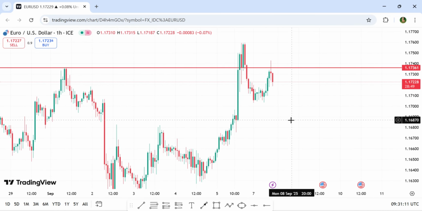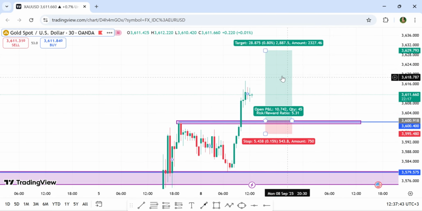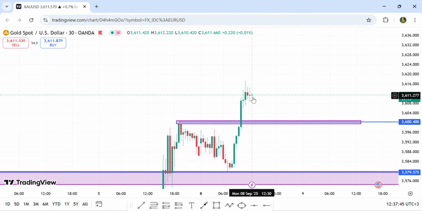So maybe we wait for a drop towards the zone, then we take our buy positions from here all the way up to just somewhere, depending on your risk appetite. So we might want to wait for price to get to the zone. We cannot buy in the middle of nowhere.